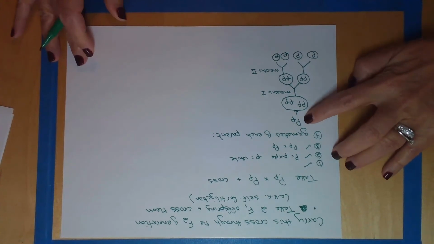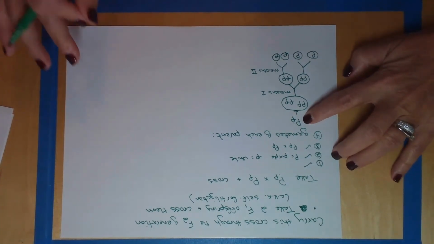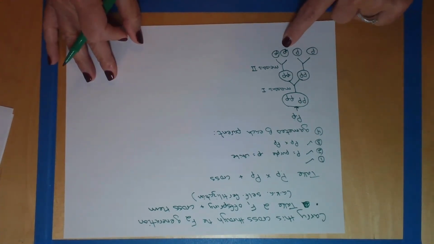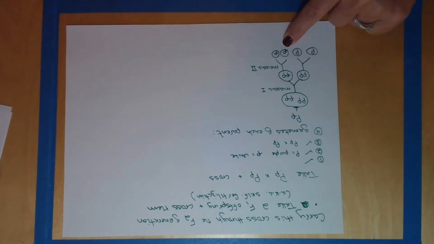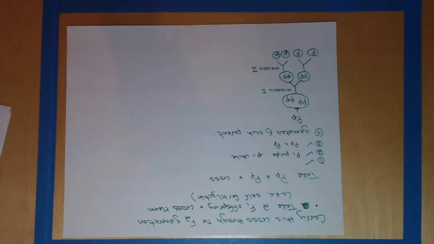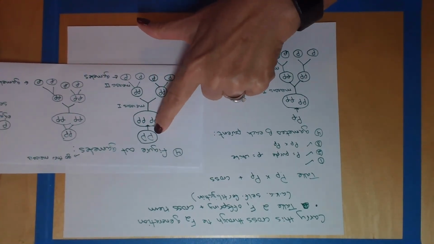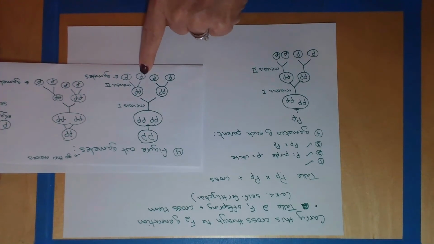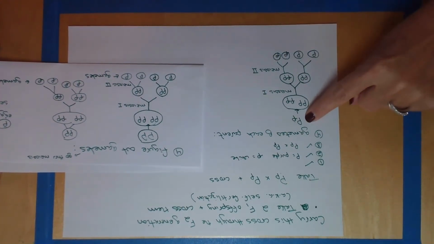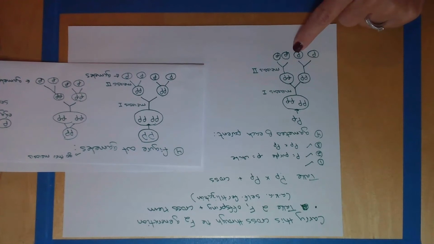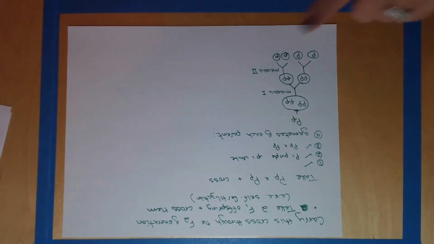So this heterozygous parent is going to give us different gametes. Our homozygous parent could only give us the same type of gametes. If I slip this in here, this is our homozygous parent. Look at the gametes. They're all the same. Our heterozygous is going to give us different gametes.